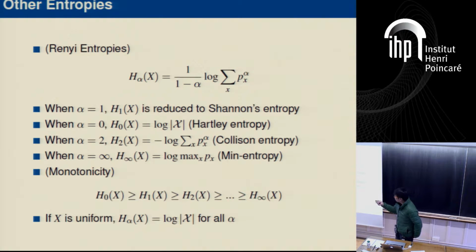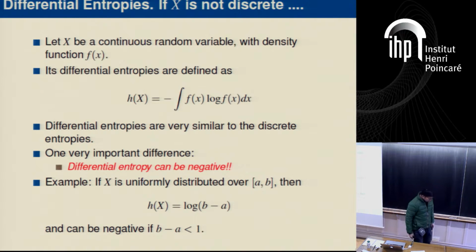One of the interesting features about this class of Rényi entropy is that it has a monotonicity property. It is monotonically decreasing with alpha. But the good news is that when x is uniform, these are all equivalent. They are all the same, equal to the log of the size of the support of x. All right, so these are the definitions of entropy for a discrete random variable.